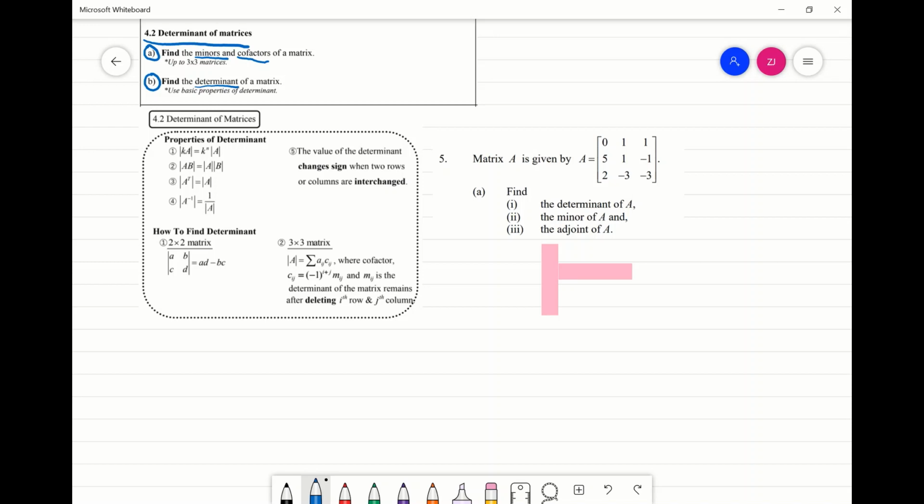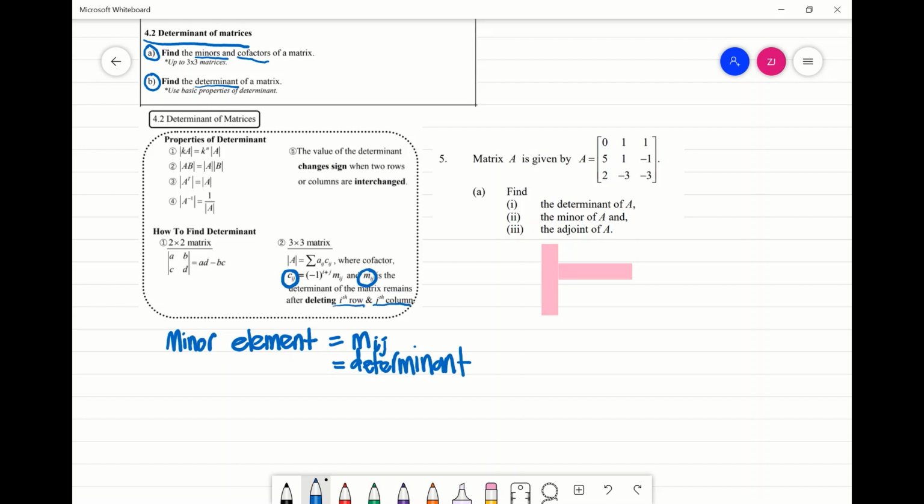As we can see here, minor is represented by the letter M, while cofactor is represented by small letter C. So the minor element is equal to Mij, where i is represented by the row and j is represented by the column. Minor element Mij is the determinant of the matrix that remains after deleting the ith row and jth column.